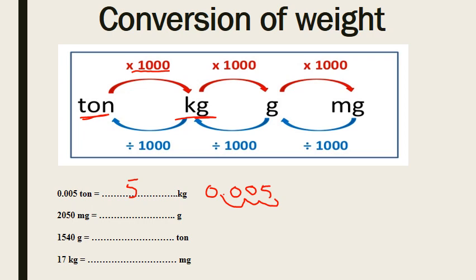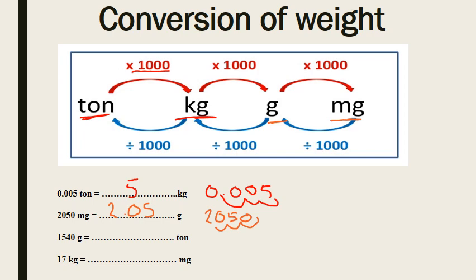We've got 2050 milligrams, and we have to go to grams, so we have to divide by 1,000. So that will be 1, 2, 3. So the answer will be 2.05. You can write the 0 at the end, it doesn't matter, but in convention we don't write it.